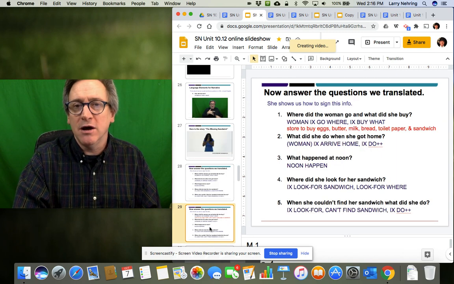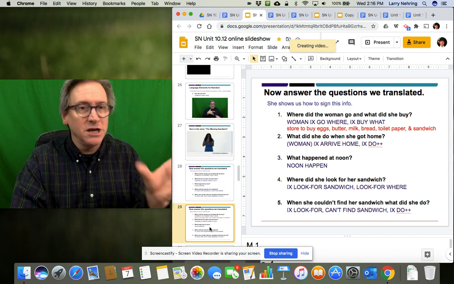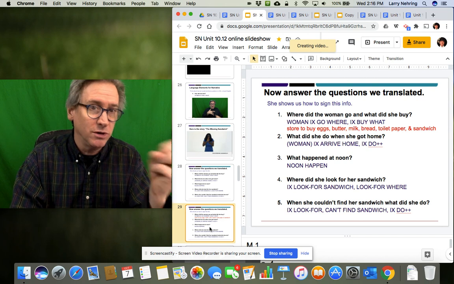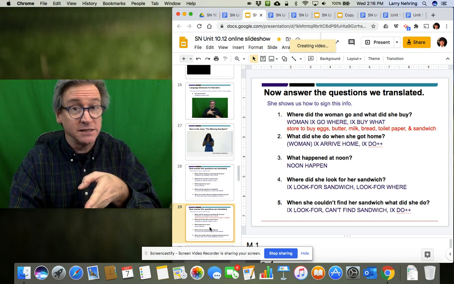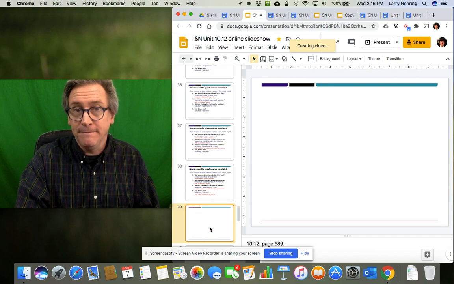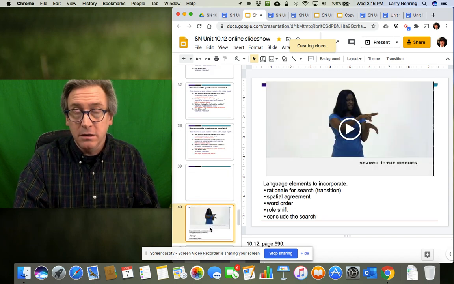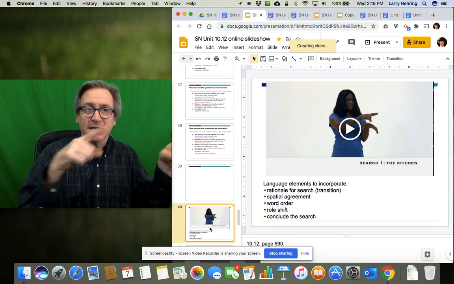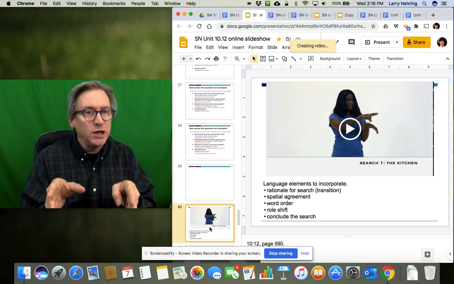Okay, so now, next, answer. Now, she signs them in the story, so we don't need to talk about the answer. We don't need to figure out how we would sign it, because she already signs it. So I'm just going to blow through these. Then there are some highlights of when she's in the kitchen doing her search to look at these things.